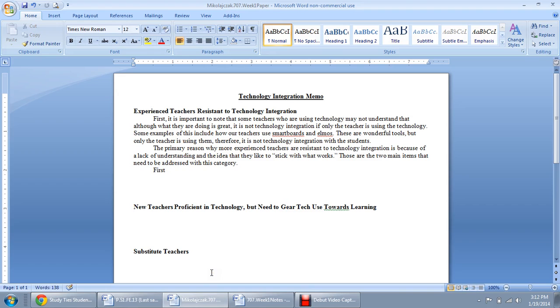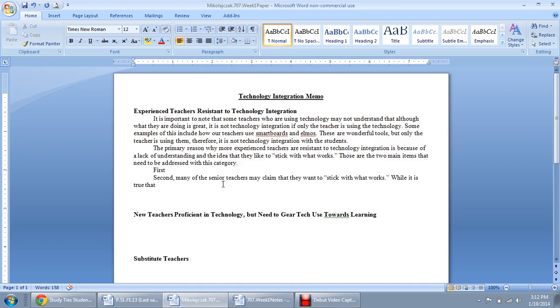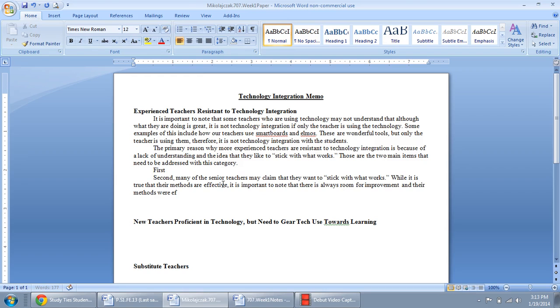First, second, many of the senior teachers may claim that they want to stick with what works. Well, it is true that their methods are effective. It is important to note that there is always room for improvement, and their methods were effective in the 1990s and 2000s. But it is a very different world today.